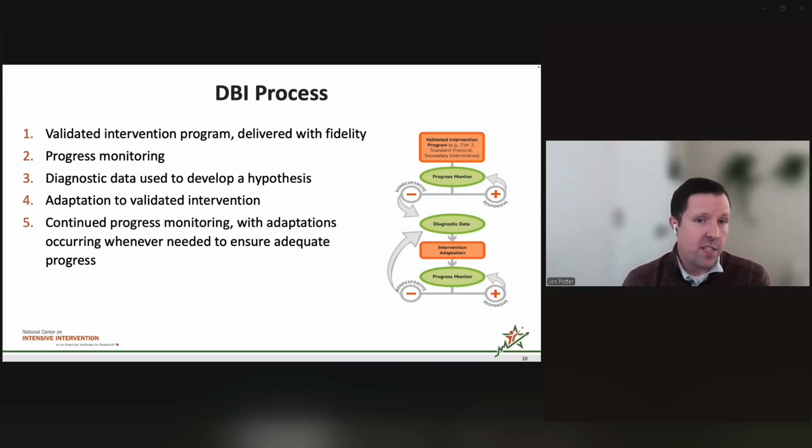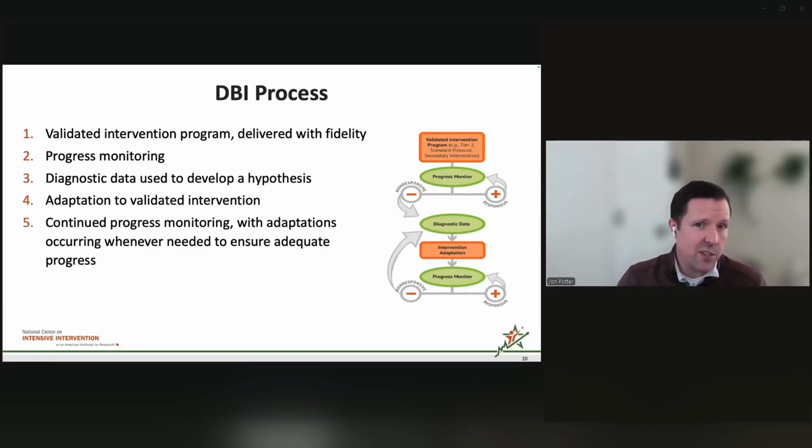And when we find it's not making a change, we go back to that diagnostic data piece. We develop a new hypothesis. Okay, we thought it was this. We collected data. We made an informed guess based on data, but it didn't work. And so we don't throw our hands up and stop there, but we continue to problem solve and collect data until we figure out what is going to meet the needs of a student and how we can provide that effectively with the resources that we have. And so it's an ongoing process.